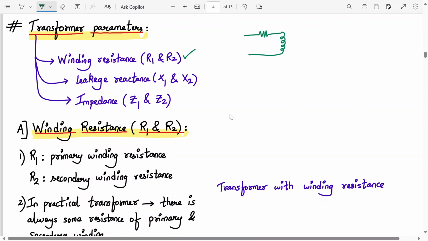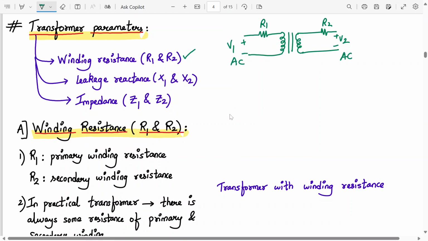So if I have a transformer, the transformer windings have some resistance. So this is R1 associated with the primary winding. This is R2 associated with the secondary winding. Here we have V1, here we have V2. Both are AC.